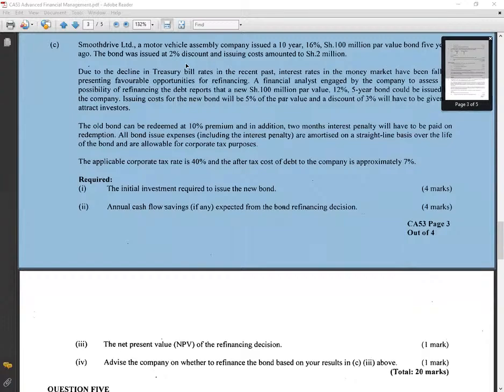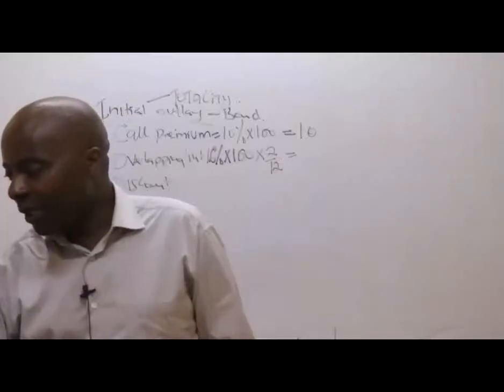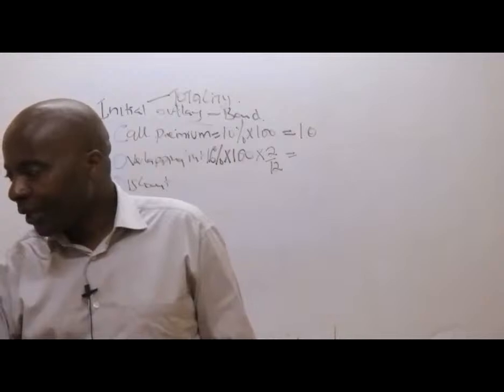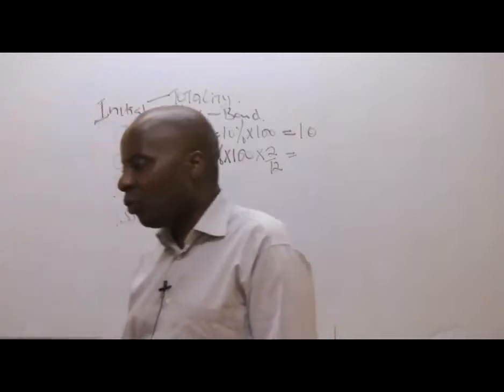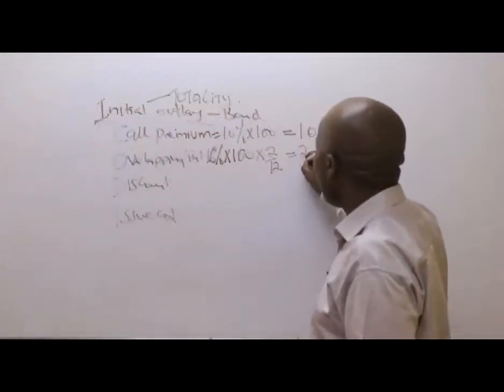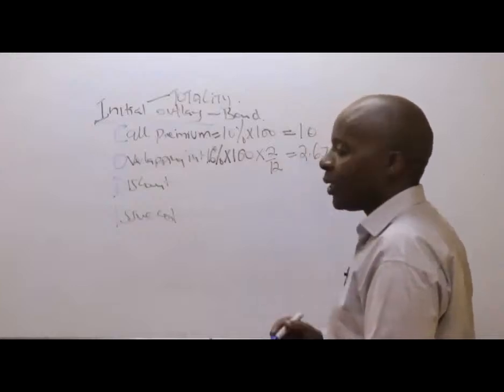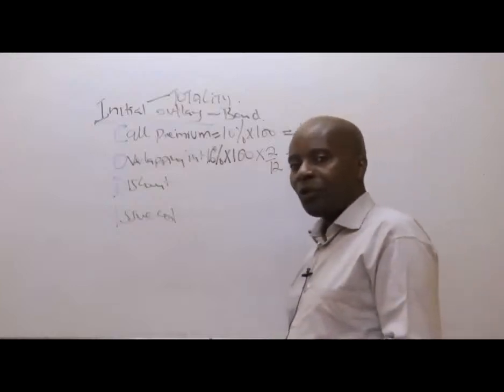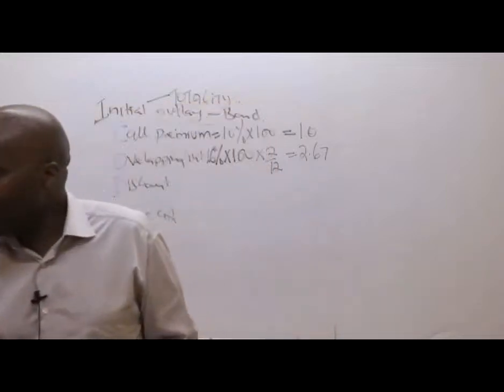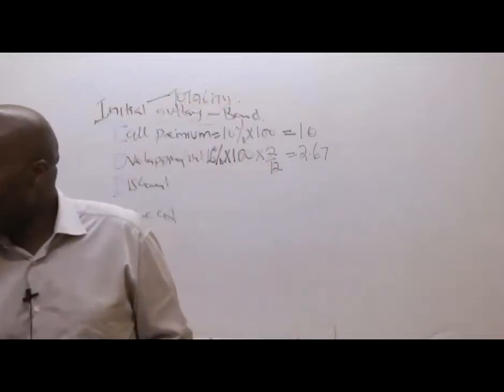So what do we have here, somebody? Please give me an answer. I'm being given 2.67. Now, could we kindly pick again the next item?